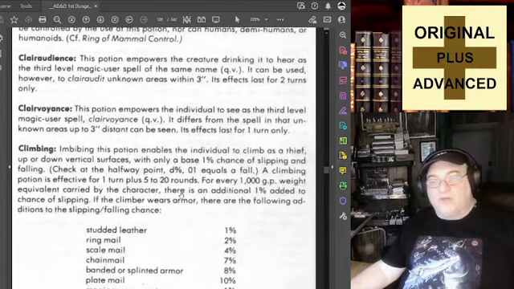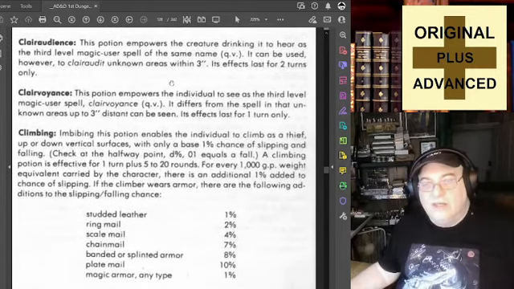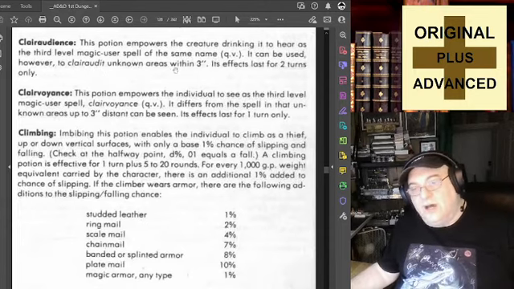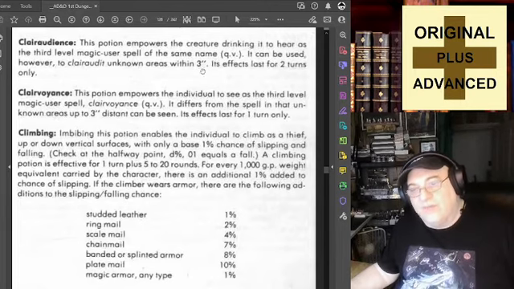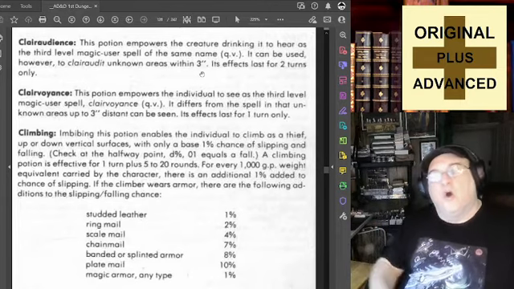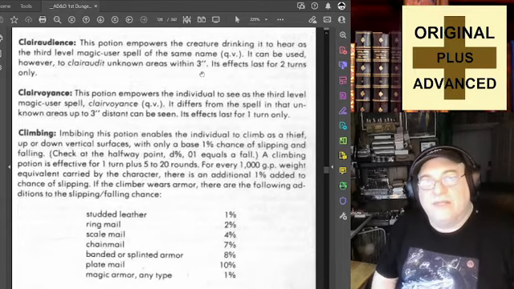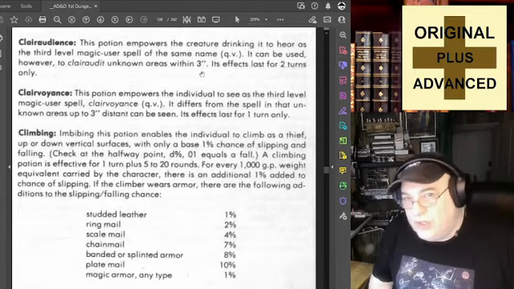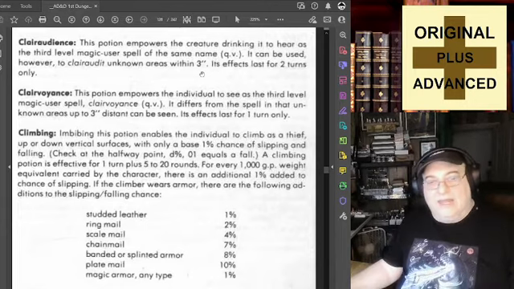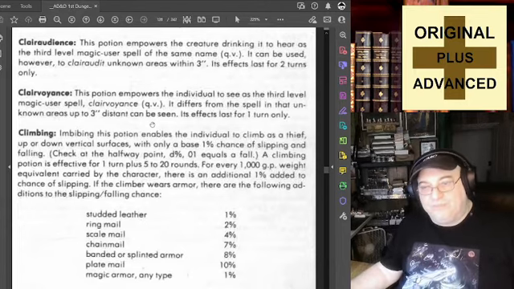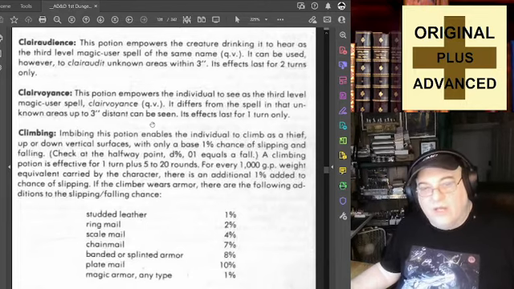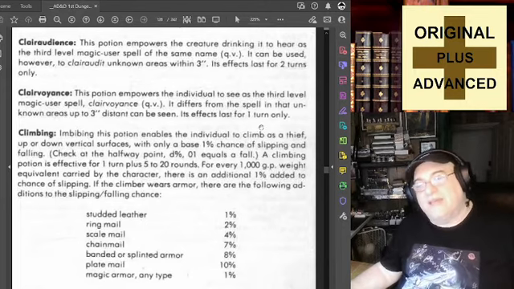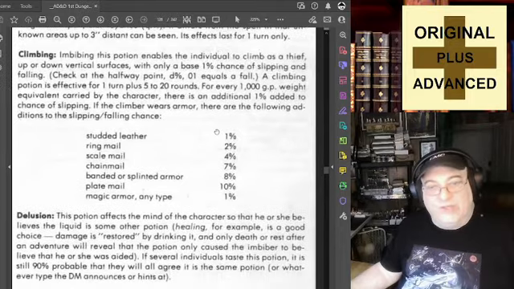Clairaudience. This potion empowers the creature drinking it to hear as the third level magic user spell of the same name. It can be used, however, only to clairaudit unknown areas within 3 inches, 30 feet. It's unknowns only in 30 feet. So the spell dictates some distance if you know what's going on in the area. Maybe you have a map, maybe you've been in the area before. Its effects last for 2 turns only, so 20 minutes of listening in. Clairvoyance, the potion empowers the individual to see as the third level magic user spell, clairvoyance. It differs from the spell in that unknown areas up to 30 feet, again, same, but the effects last for only 1 turn. 10 minutes of viewing.